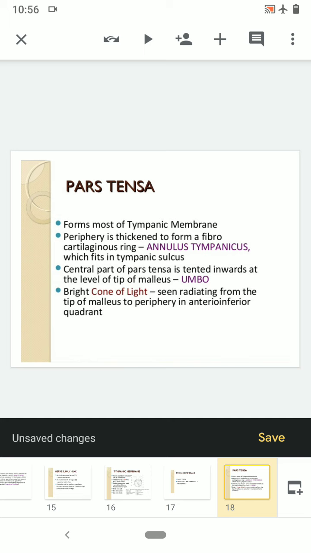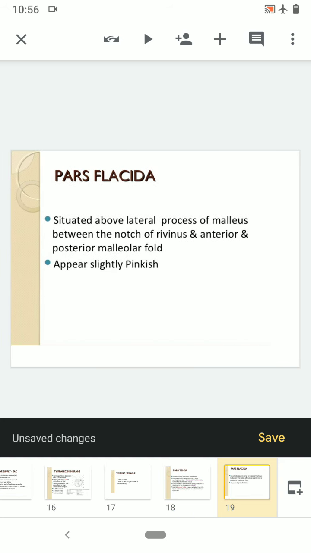On otoscopic examination, a bright cone of light can be seen radiating from the tip of the handle of the malleus to the periphery, and it is always inferiorly directed. It is anterior inferior, depending upon the side, left or right, but it is always inferiorly directed. Depending upon the side it can be at the 7 o'clock position or the 5 o'clock position. That is also called the light reflex of the tympanic membrane.